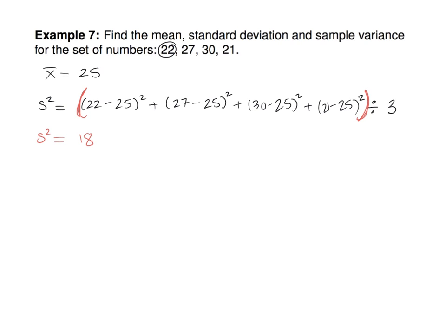Why did you divide by 3? Because the formula for S squared is the sum of X sub I minus X bar squared over N minus 1, where N is the sample size. And I had 4 things, so 4 minus 1 is 3.